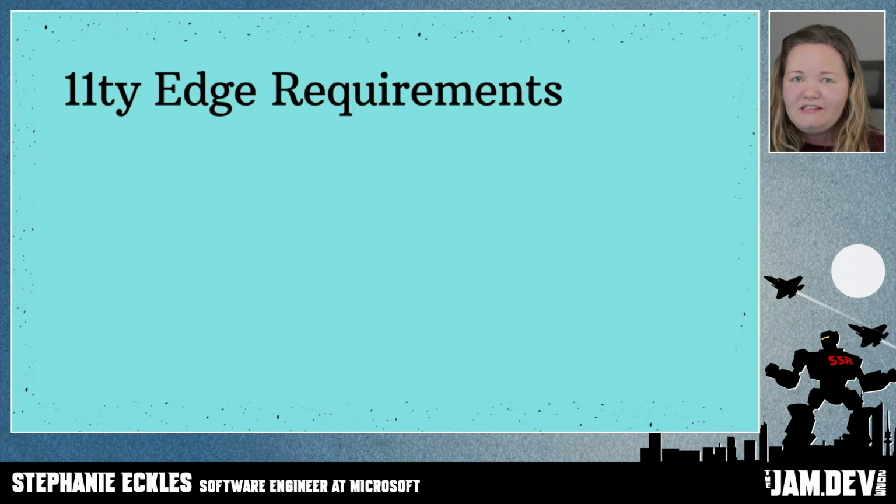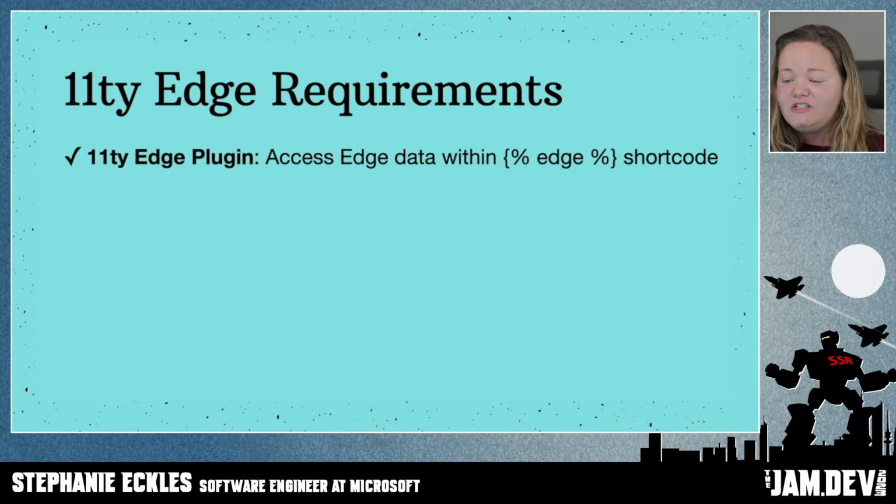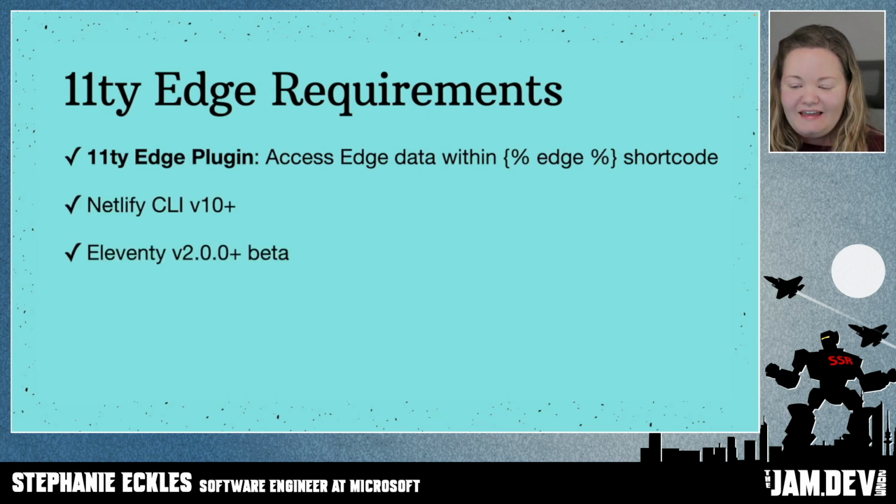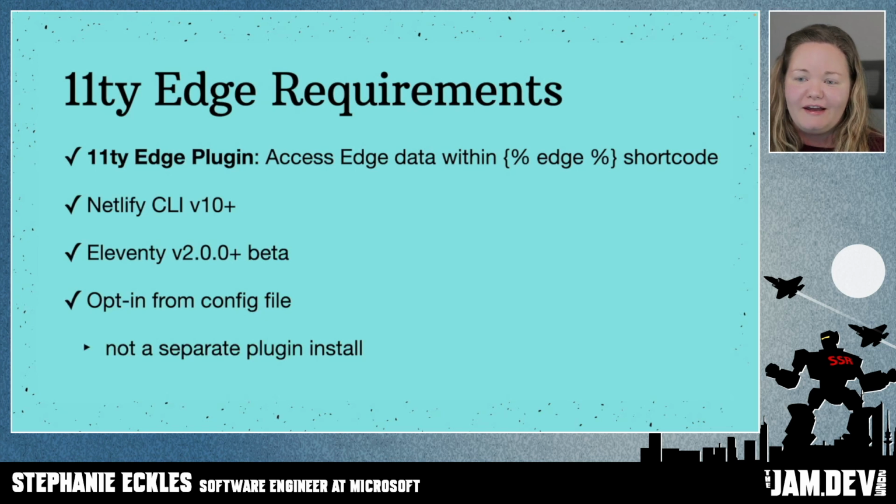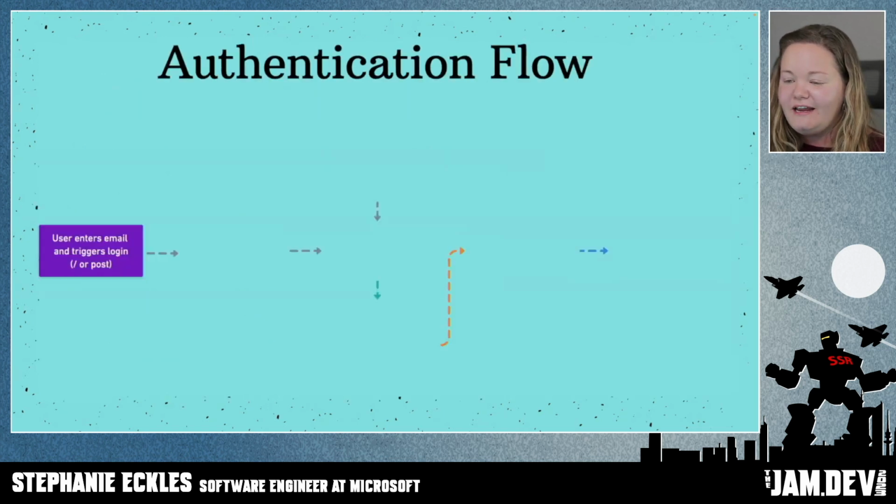So that's great, but we're in 11ty, and 11ty includes an 11ty Edge plugin. This lets us access any of the data that we create within an Edge function in our 11ty templates via this Edge shortcode. This requires Netlify CLI v10+, again, that 11ty v2 beta, and you also opt in from the config file. This is not a separate plugin install. So we will cover what that looks like.